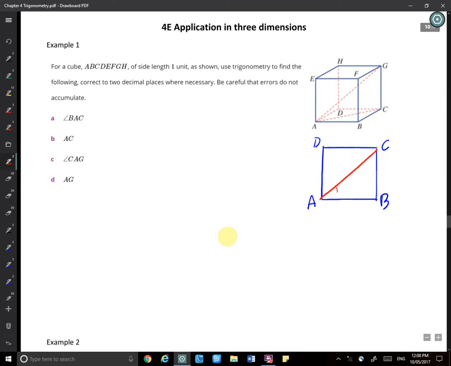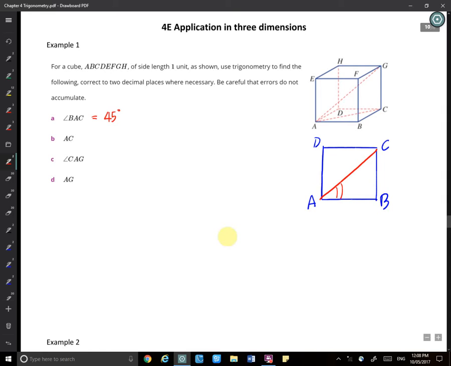BAC is 45 degrees because there's a square and you put the diagonal on it. But it does not look like 45 degrees in the 3-dimensional graph. When you sketch the base in 2 dimensions, it will show you clearly that it's 45 degrees.